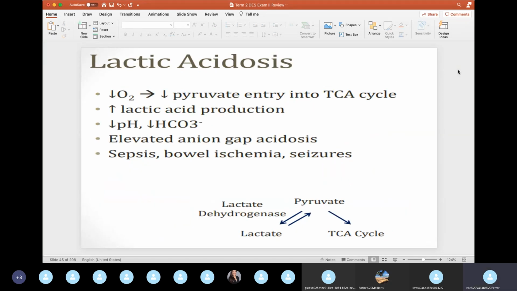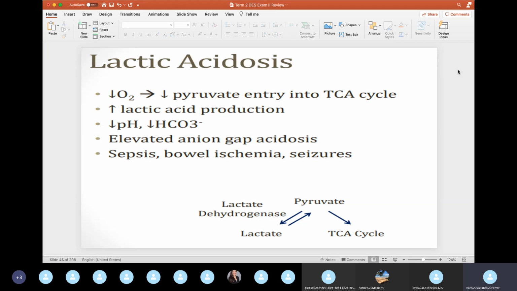So lactic acidosis. Lactic acidosis is if you have pyruvate and it doesn't go to the TCA cycle. You have the end product of your glycolysis, you have the pyruvate. Now, if you have a decrease in oxygen, the pyruvate will go to lactate dehydrogenase. We're going to go to the lactic acid cycle, meaning you have an increased lactic acid production. You have acidosis, so decrease in pH. You have a decreased bicarb.